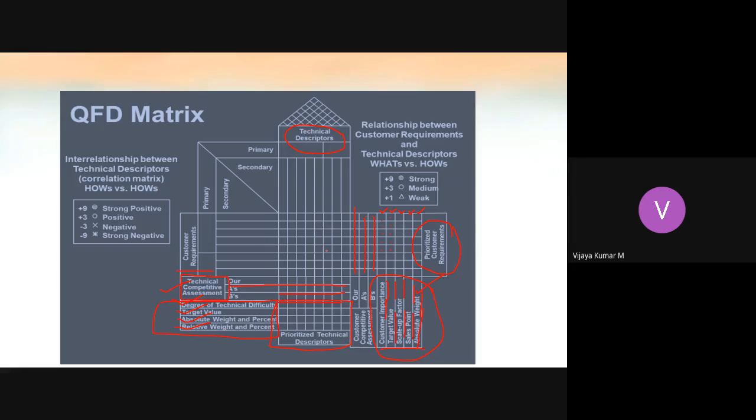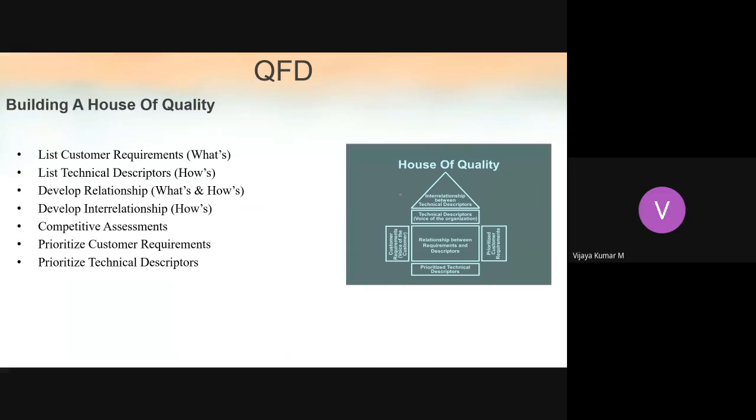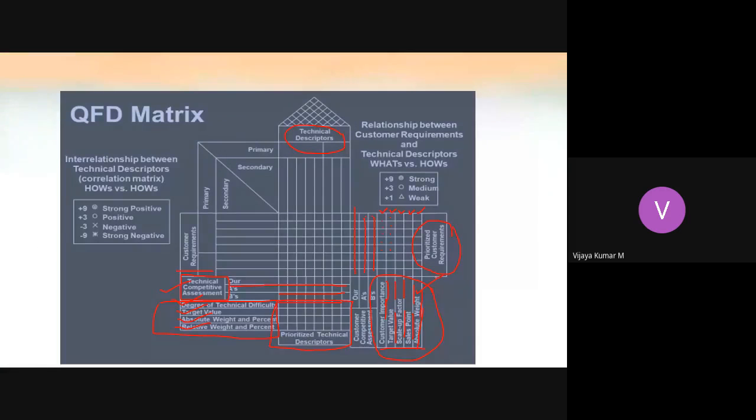So that we have to do with respect to the technical descriptors, that you will prioritize, right? So in this way, you will develop the house of quality in detail. If you develop it, the house of quality looks exactly like this. This you need to fill.